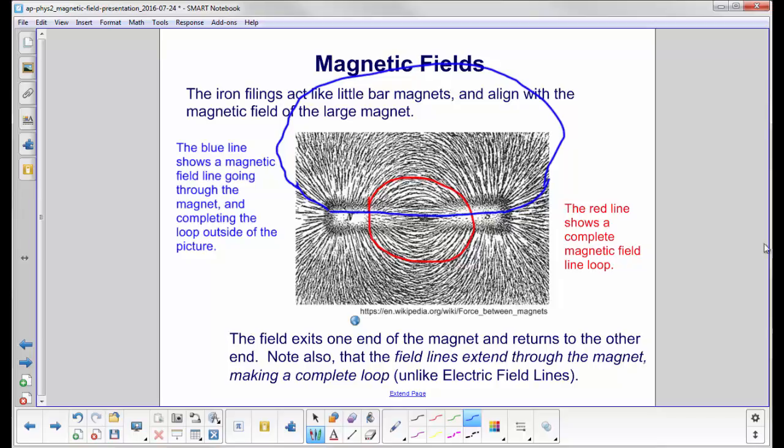Unlike electric field lines, if you remember there, I could have a plus charge here and a negative charge here, and the electric field line would just be that. It's a straight line. There's no complete loop. So we've shown how the blue line goes all the way around, completes outside the little picture. And then the red line here shows you a complete loop, leaving the magnet here, coming around, coming back in, and going back out. The key words here: complete loops.